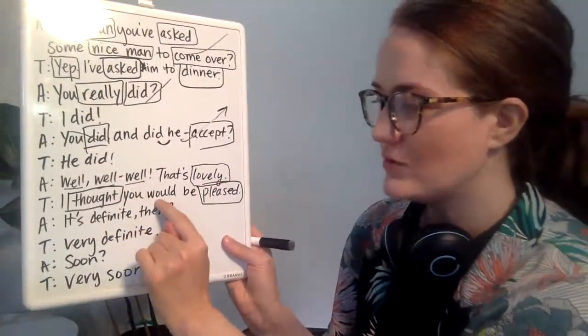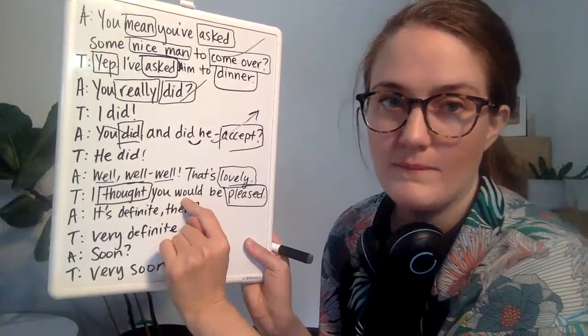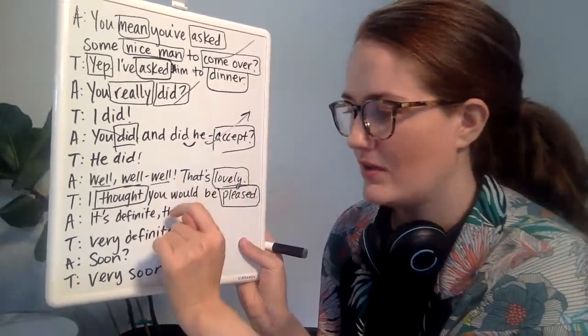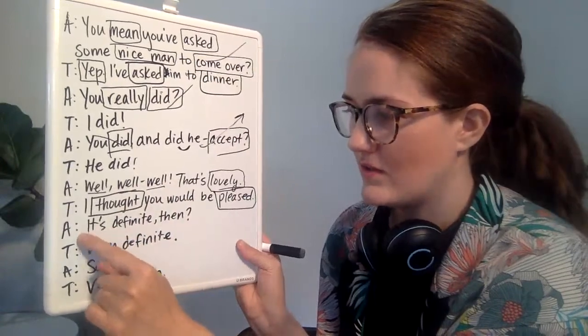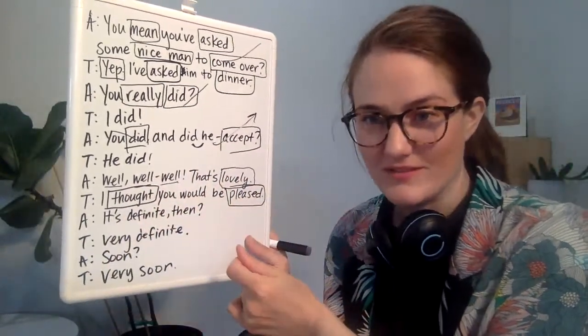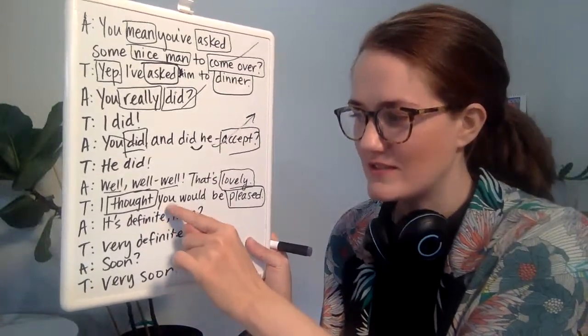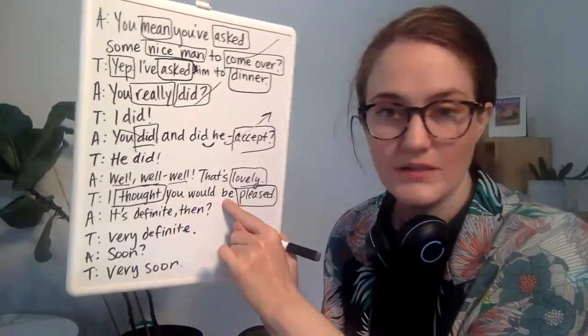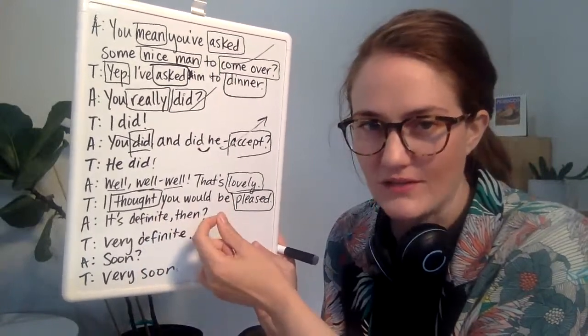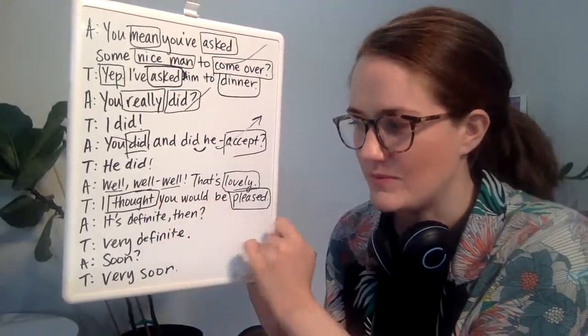And if we have you would, commonly we can say you'd. You'd. Okay. So I thought you'd be pleased. I thought you'd be pleased. Okay. So you could say, see how you would be. Those grammar words are pushed together. Okay. I thought you'd be pleased.